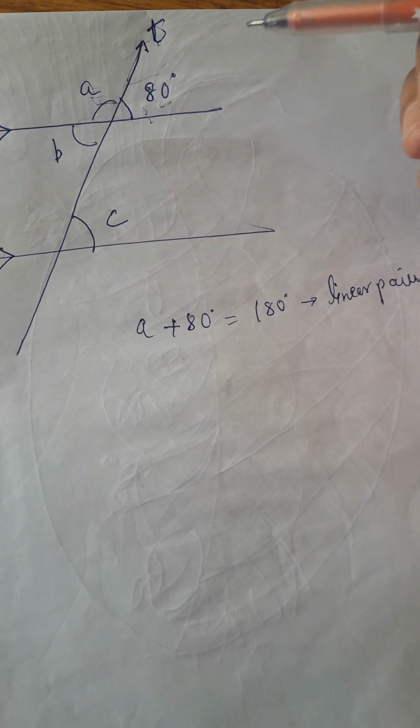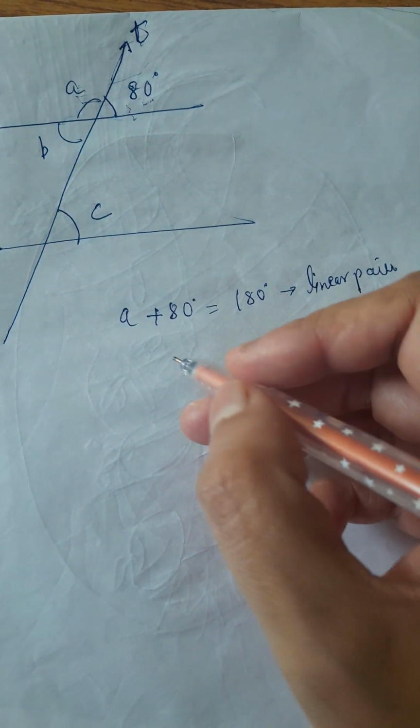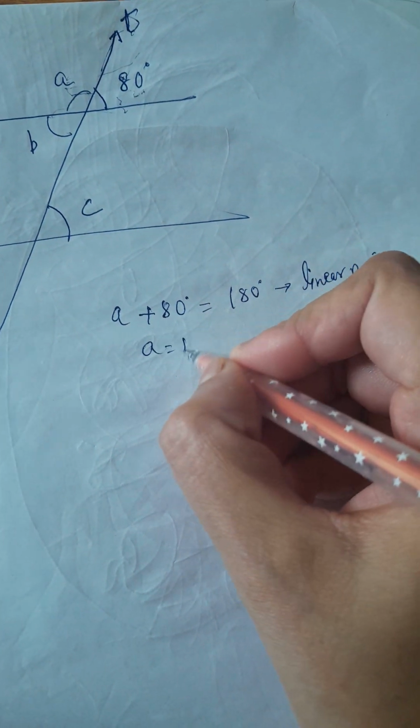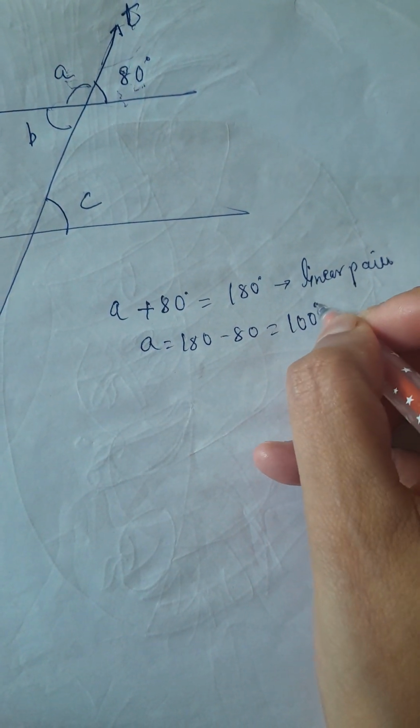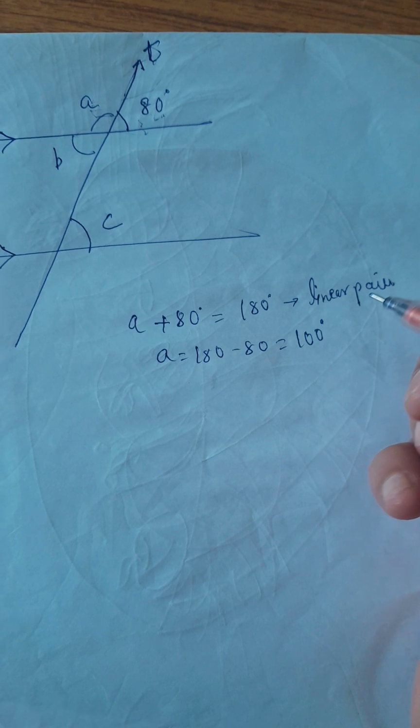A and 80 degrees form a linear pair. So A plus 80 will be equal to 180. So we'll solve. A will be 180 minus 80, which will be 100 degrees. So A will be 100 degrees.